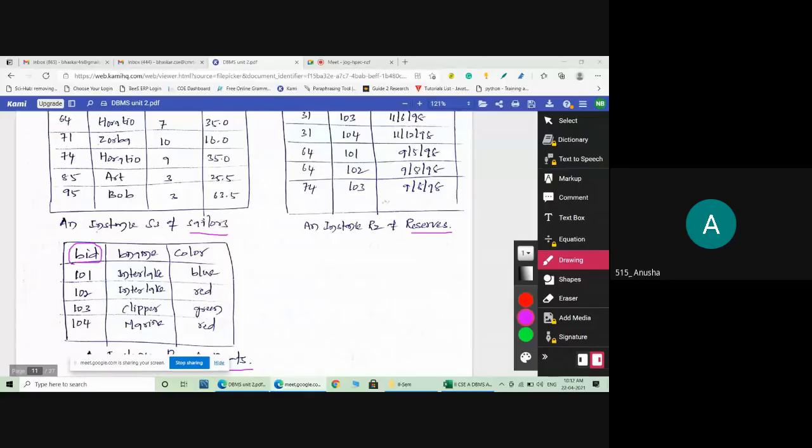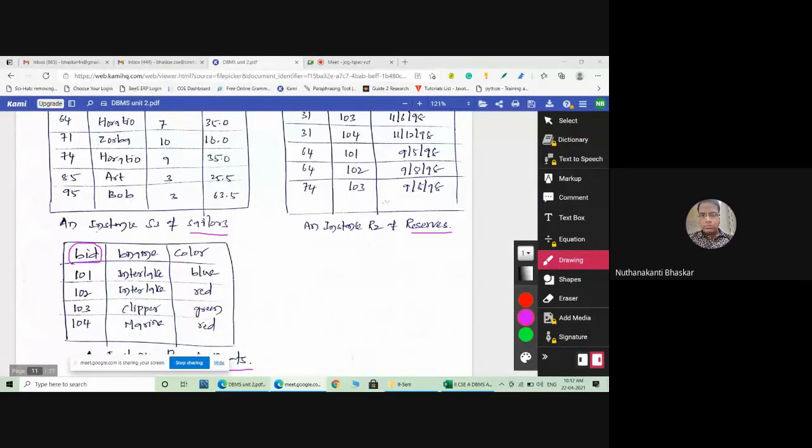Now the first query, only the first query, I will show you the solution of how to write. The remaining 9 queries I will give you as an assignment. You do it at home and show it in the next class, please. The first query, write it down: find the names of sailors.